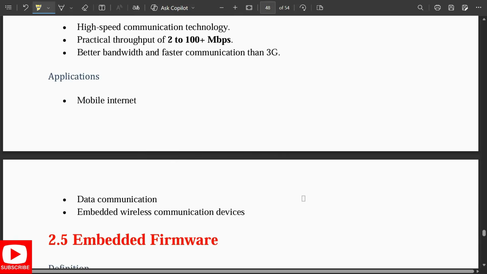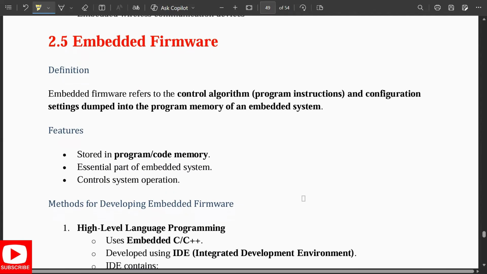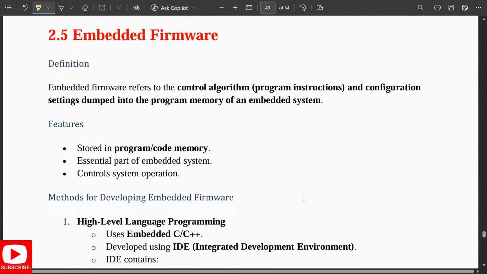Next comes the last topic, that is embedded firmware. It refers to the control algorithm and configuration settings dumped into the program memory of an embedded system.